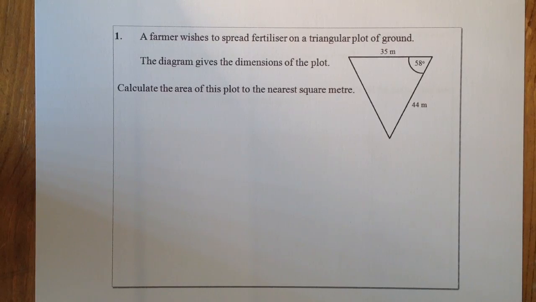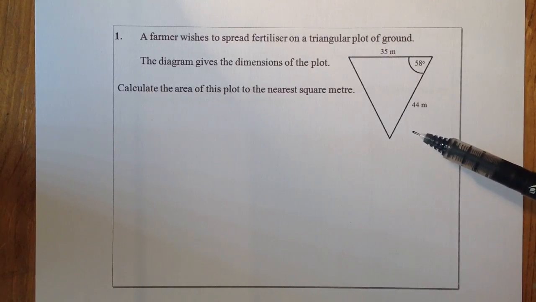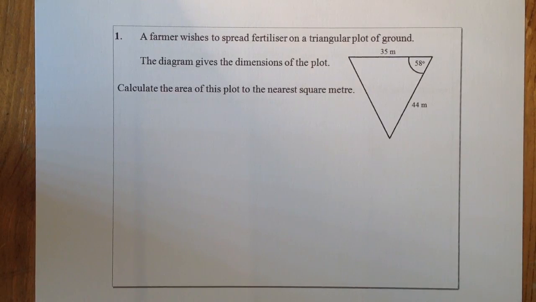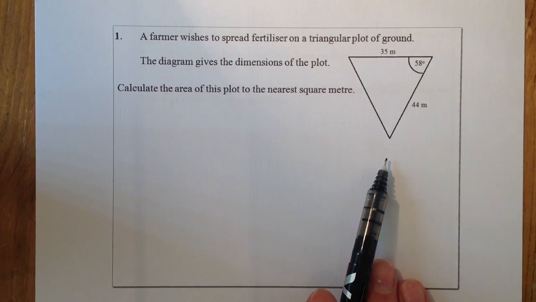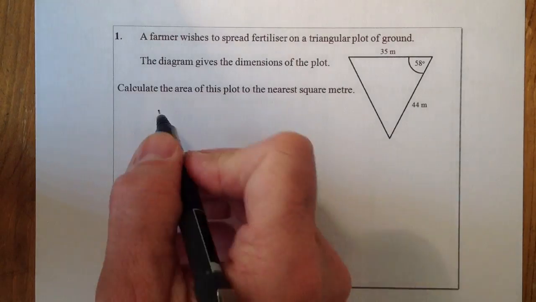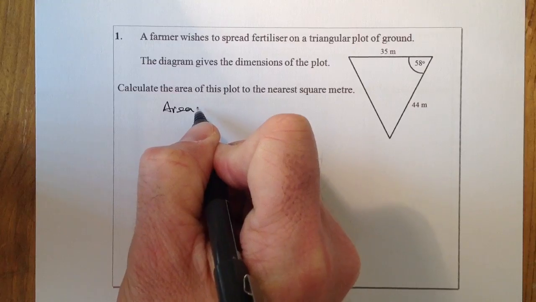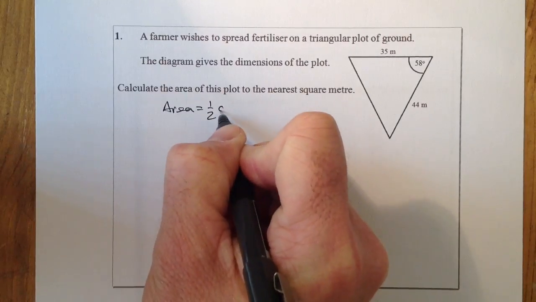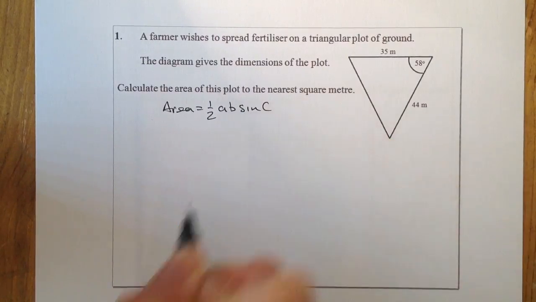First question: a farmer wishes to spread fertiliser on a triangular plot of ground. The diagram gives the dimensions of the plot. Calculate the area of the plot to the nearest square metre. It's an area question, so first I look at my formula sheet, and there I should find the area of a triangle, which is a half AB sine C.